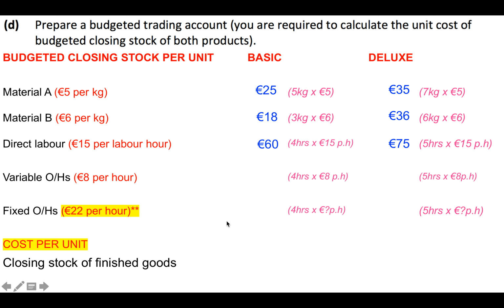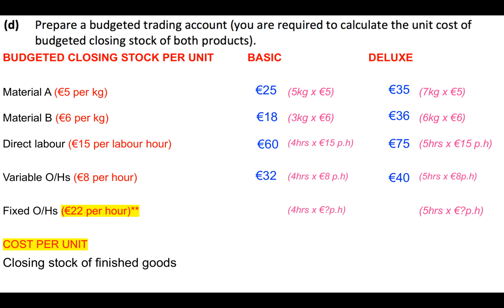Variable overheads cost €8 per hour. So the basic takes 4 hours by €8 per hour is €32. And then variable overheads for deluxe takes 5 hours by €8 per hour, that is €40. Now, my fixed overheads, I need to work out how much it is per hour because I'm just given a total amount of fixed overheads for the whole year. You can see here that I've worked it out to be €22 per hour, but how did I do that?